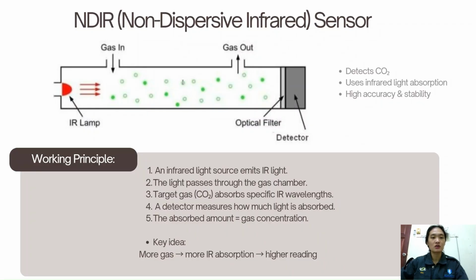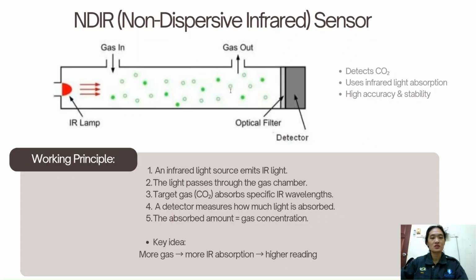The working principle of an NDIR gas sensor is based on the absorption of infrared radiation by the gas molecules. Certain gases, such as carbon dioxide, can absorb infrared light at specific wavelengths due to molecular vibrations. NDIR sensors consist of an infrared source, a gas chamber, an optical filter, and an infrared detector.